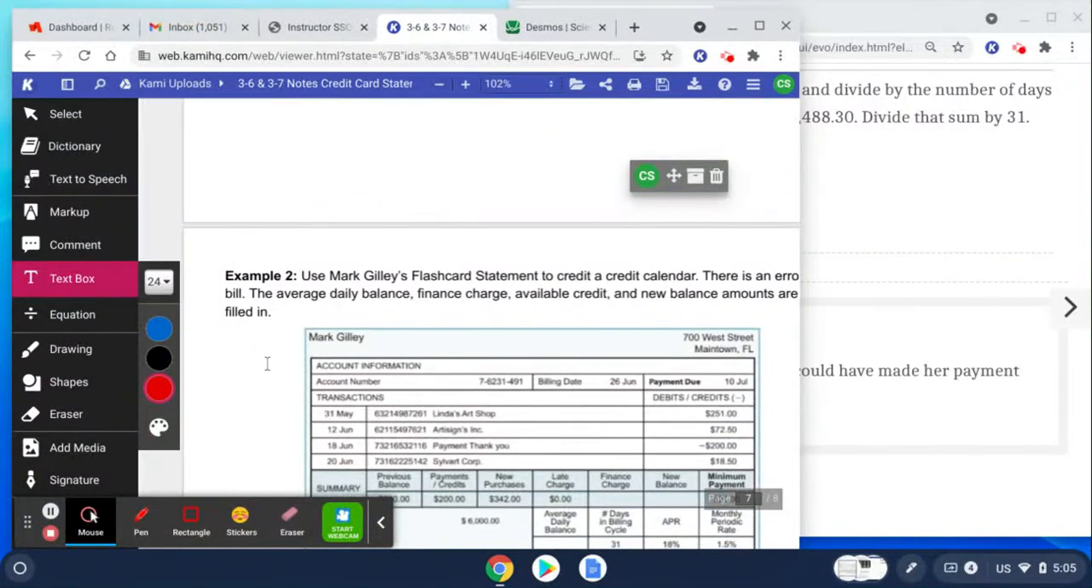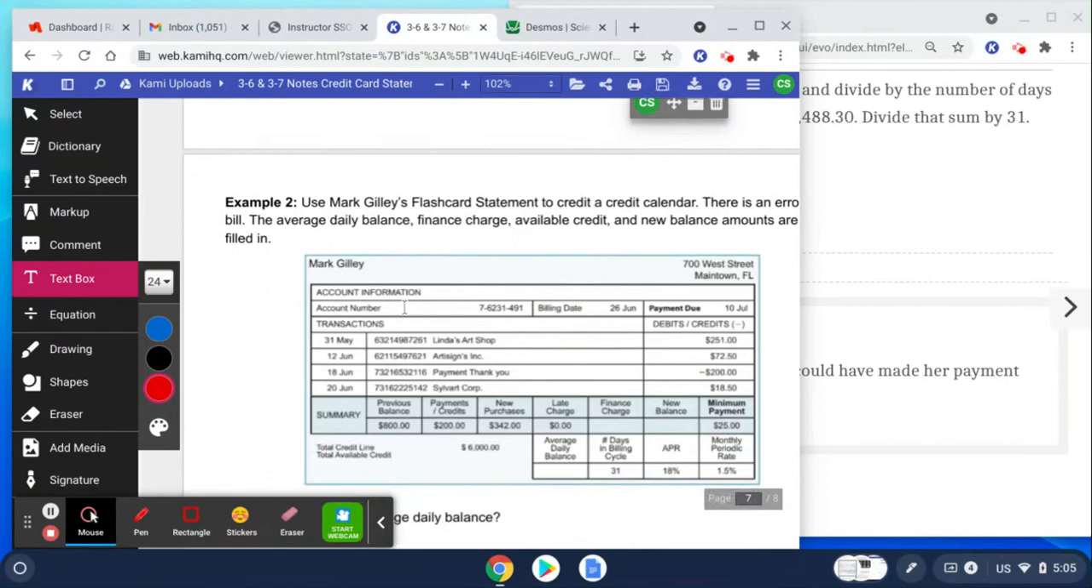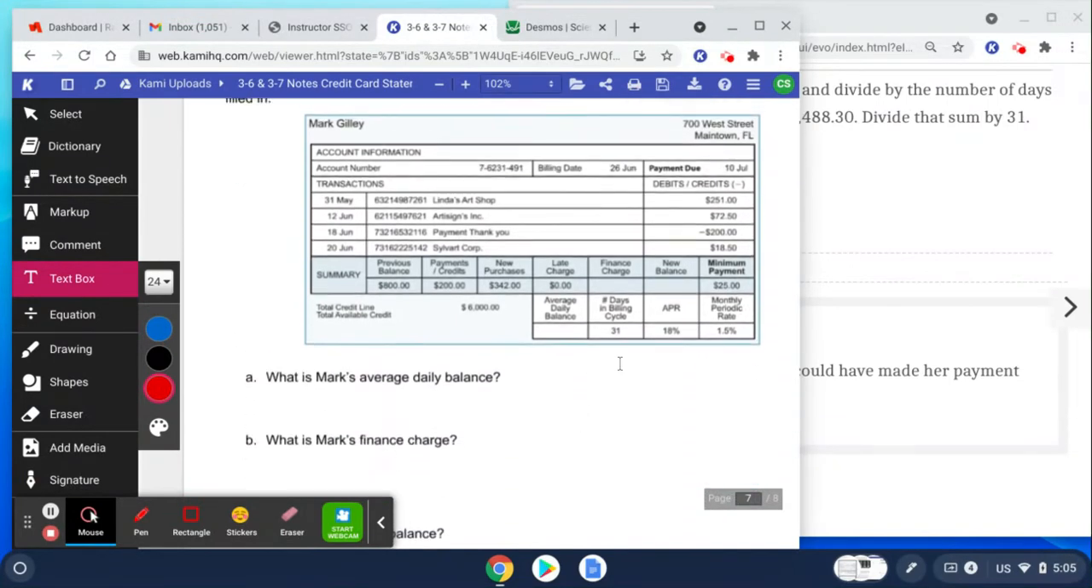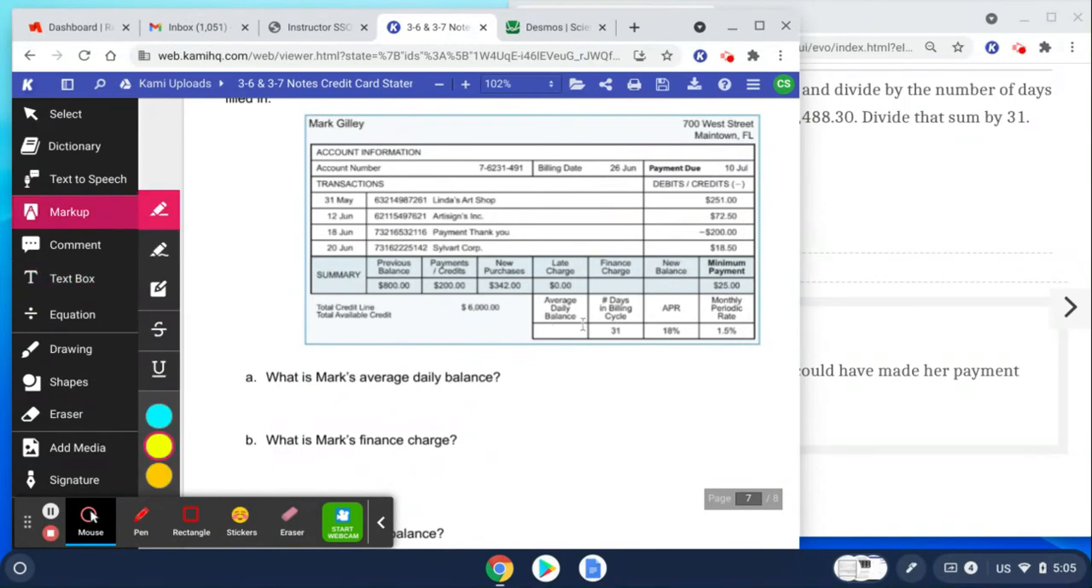Okay, I'm going to stop the video here at example one. And before you watch the video for example two, or I may not even post a video for example two, I want you to try the calendar on your own and then we'll check it tomorrow when I'm back. But you're doing the same thing now with this next credit card statement, where notice this time that he has 31 days in the billing cycle.